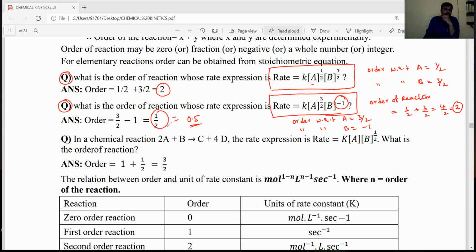Okay. Now let's see one chemical equation they gave: 2A plus B is converted into C plus 4D. For this chemical equation, they gave the rate law directly, because the rate law or rate expression is determined experimentally. We cannot write it just by seeing the equation. For the above reaction, the rate law is written as K into concentration of A power 1 and concentration of B to the power of 1 by 2. What is the order? 1 plus 1 by 2 is equal to 3 by 2, which is nothing but 1.5. Okay, this is about the order calculations.